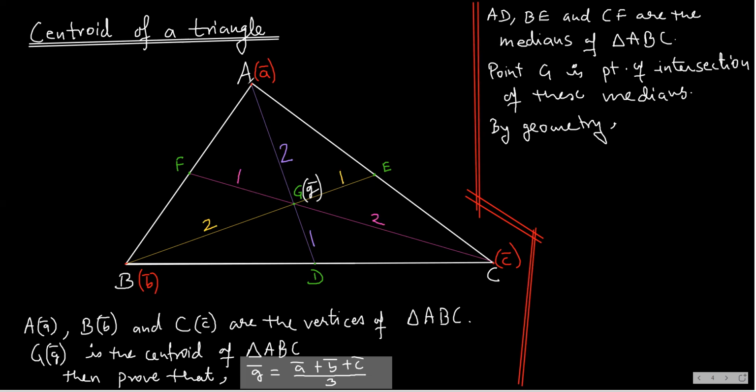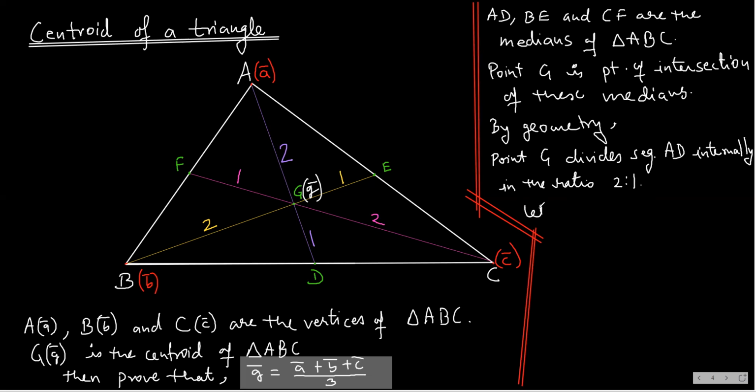Okay, so ahead we go, and I write by geometry, point G divides segment AD or median AD internally in the ratio 2:1. See, I wrote AD. That is why I'm writing 2:1. If I had written segment DA, then I would have written 1:2. So please take care of the order in which you select the segment. So point G divides segment AD internally in the ratio 2:1.